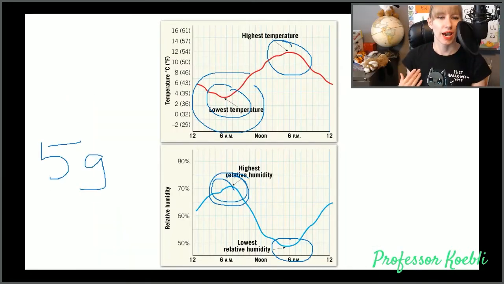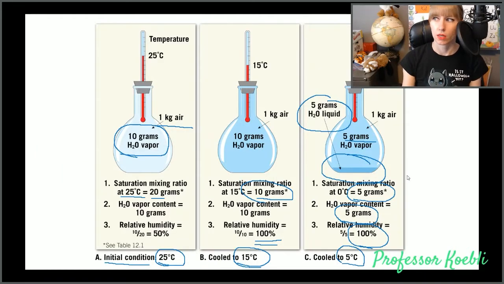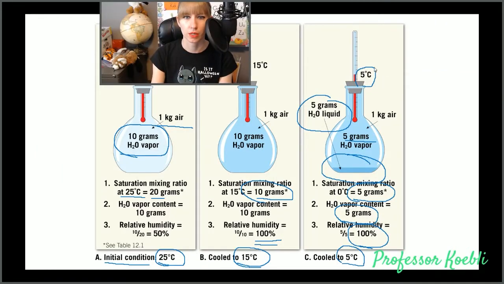Now let's take a look at some really cool graphs here where we're going to see almost exactly a mirror image of each other. Up at the top, we have temperature, and at the bottom, we have relative humidity. You can see they're actual direct mirrors. Let's say we have 5 grams of water. If you look at the lowest temperature, we have the highest relative humidity. That's because, like we saw in the previous slide, the lower the temperature, the less water vapor can be contained in the atmosphere itself.